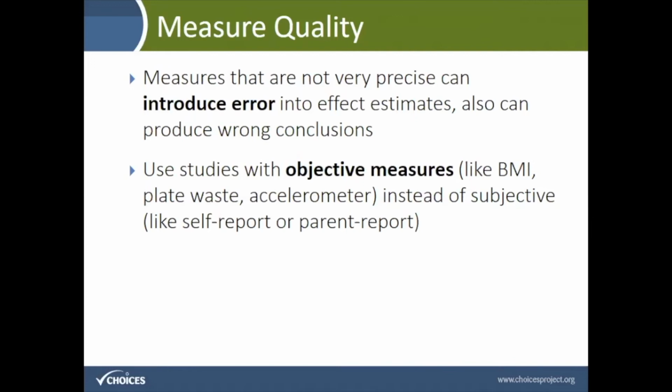So you can end up with the wrong conclusions. If you are observing someone's physical activity and writing it down on a notepad, you might end up over or underestimating how physically active they actually are, versus using an accelerometer, which is a super objective measure of how much a child is actually moving.